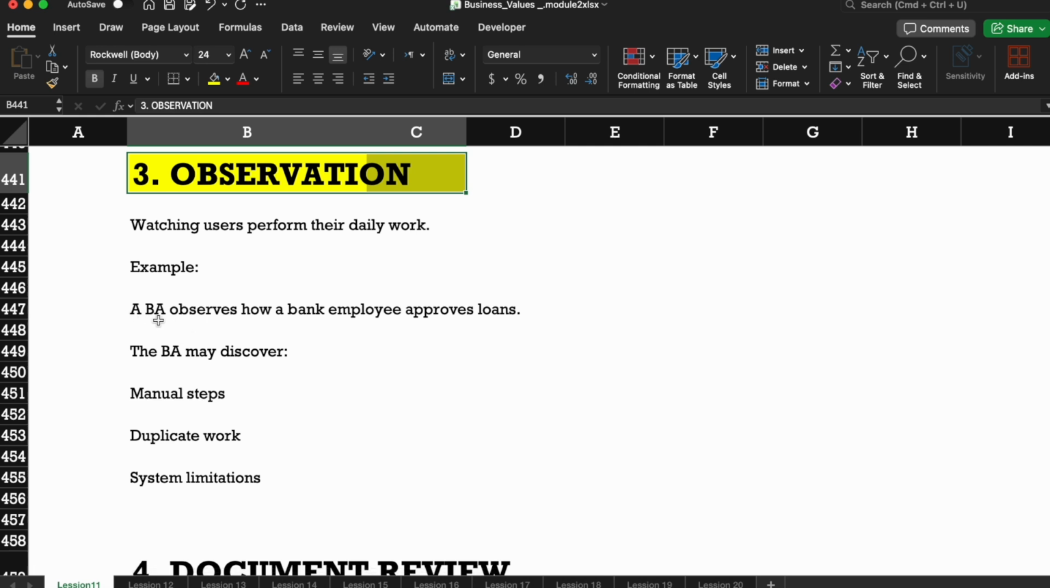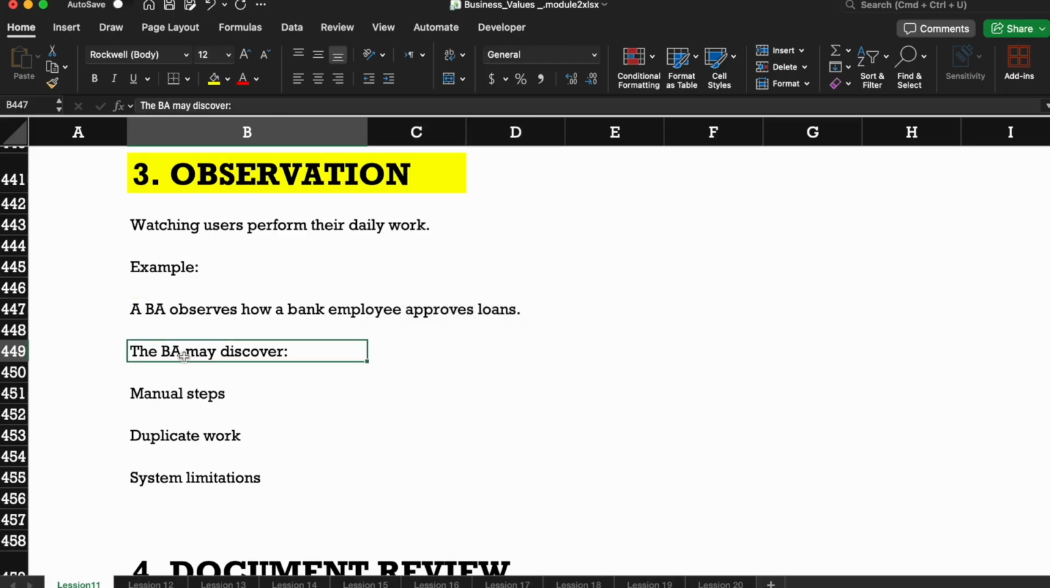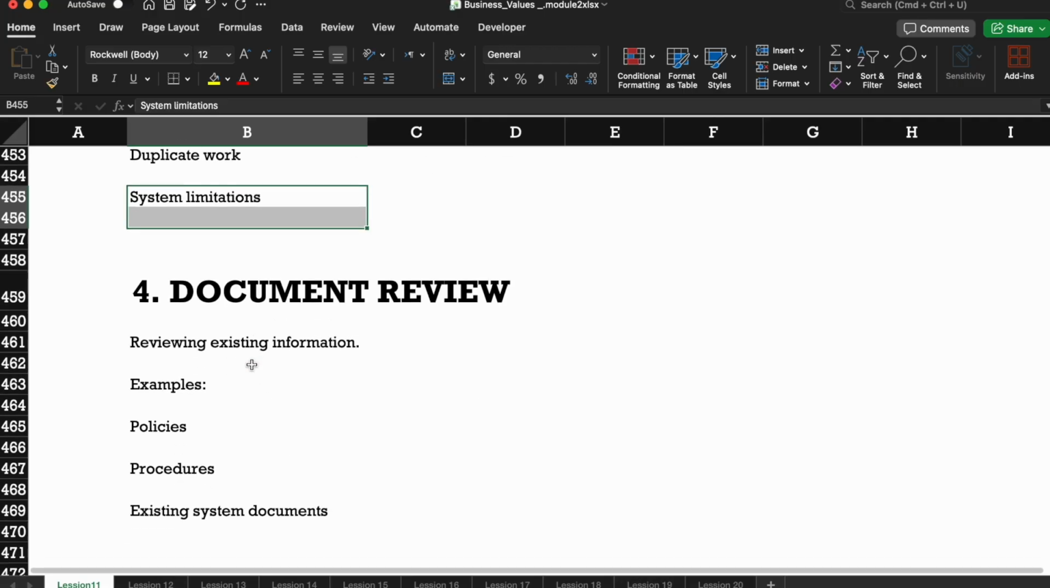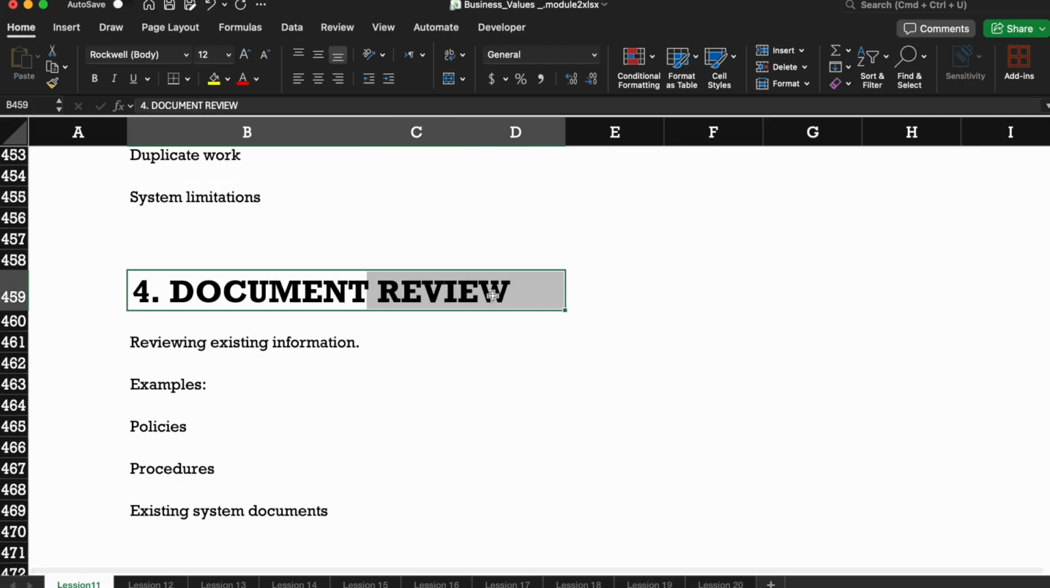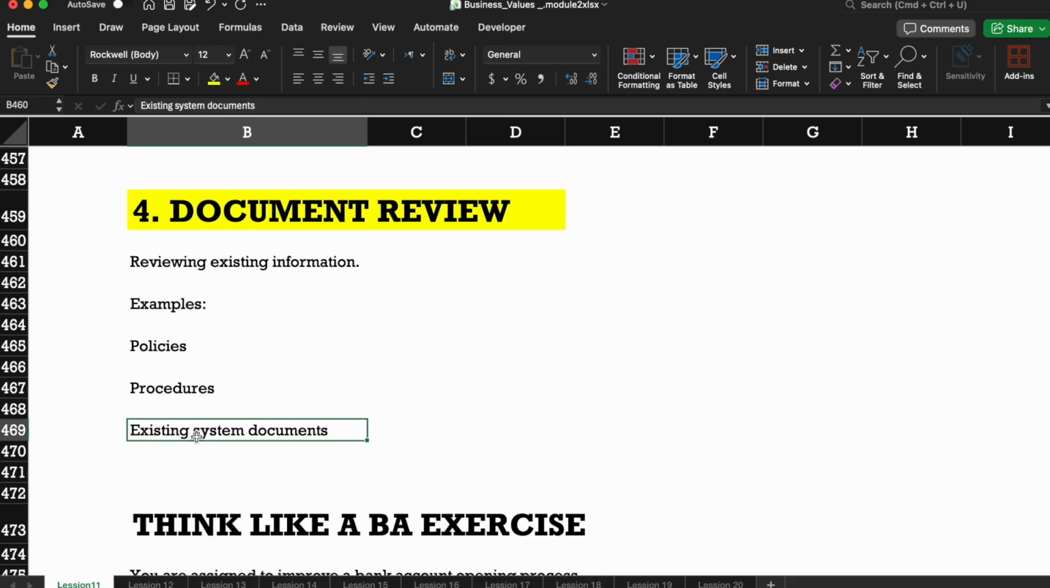As a BA, observe how a bank employee approves a loan. A BA may discover manual steps, duplicate work, and system limitations. Okay, document reviews. Of course, by default you will get documents. Any project involves reviewing existing information: policies, procedures, user manuals, and existing system documents.